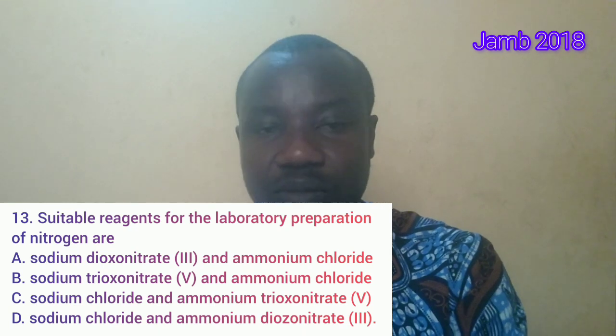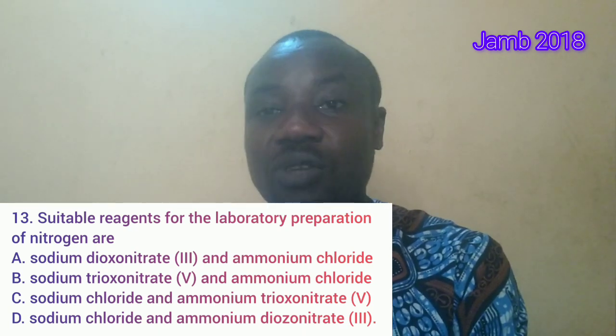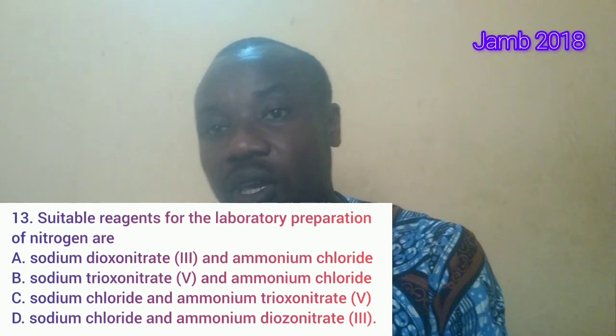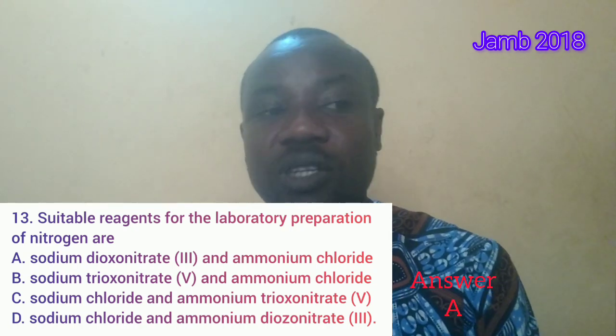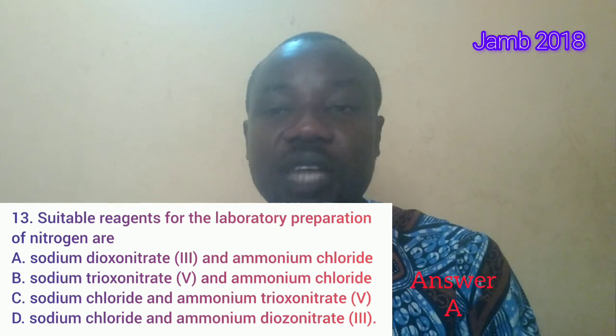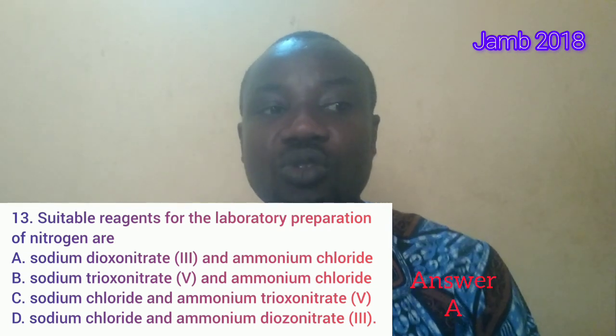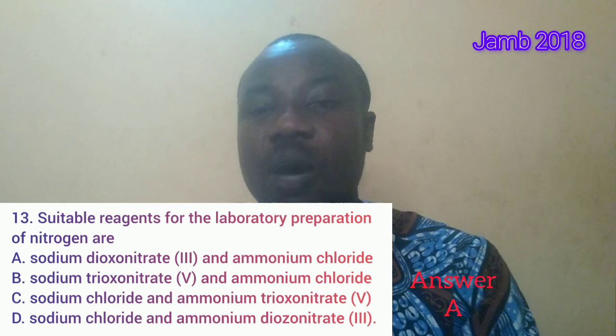Looking at the question, if you're familiar with your SS2 topic, that is second term, you discover that the right answer is under nitrogen and its compounds. The right way to prepare nitrogen in the lab is using sodium dioxonitrate(III) and ammonium chloride.